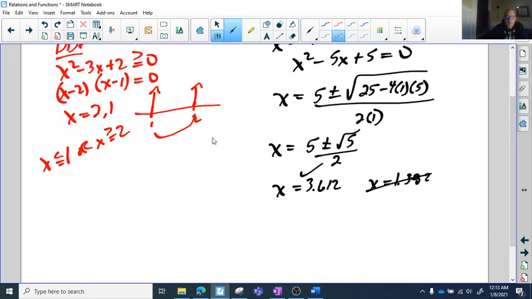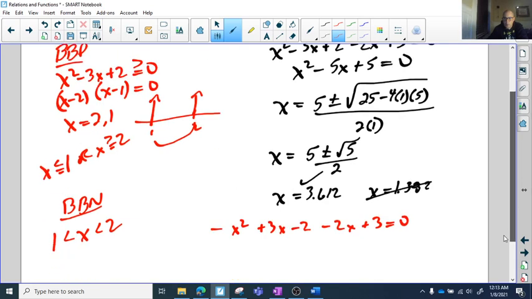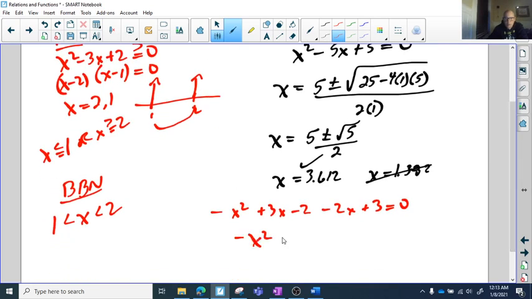Okay, between the bars would be negative if this quadratic were down here, and that would only happen if 1 were less than x were less than 2. So I'm only going to accept my answers if they're somewhere between 1 and 2. Because it's the negative version, you must take the negative of what's between the bars. So it's negative x squared plus 3x minus 2. Take away 2x plus 3 equals 0. And now you solve this quadratic, which will be negative x squared plus x plus 1 equals 0.